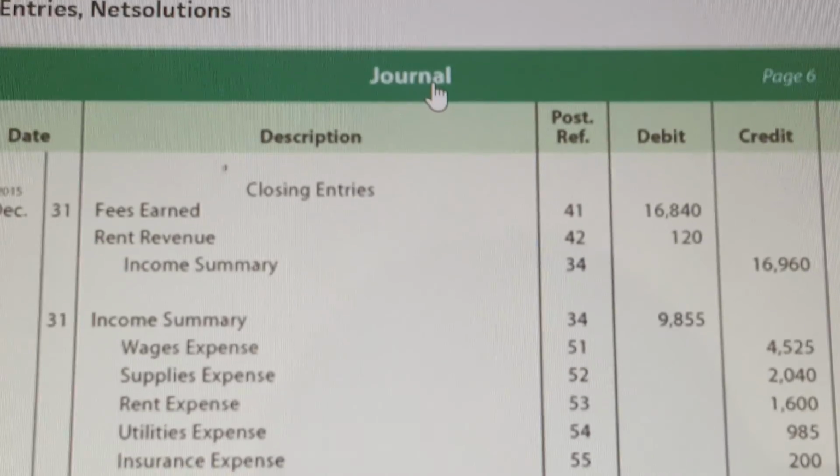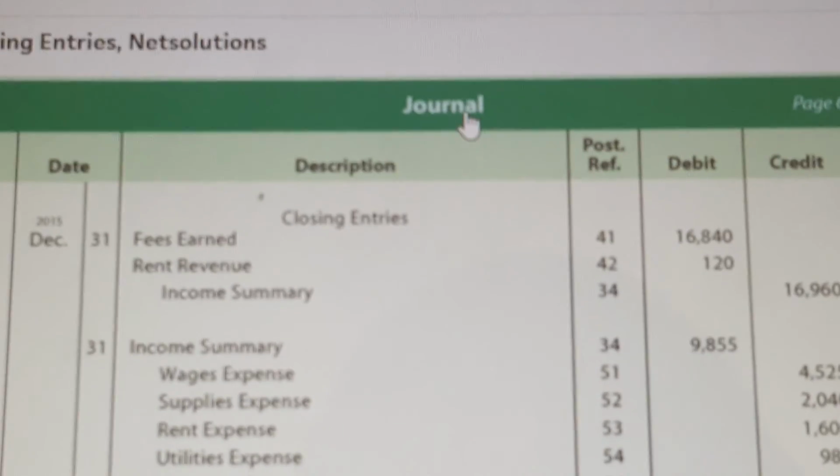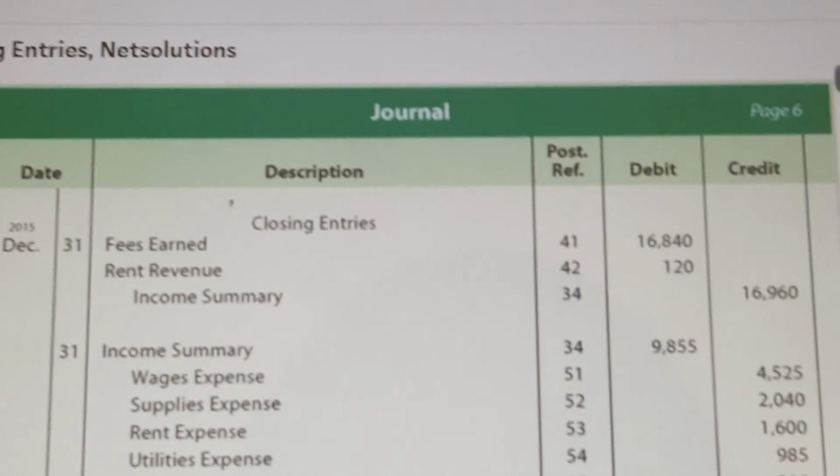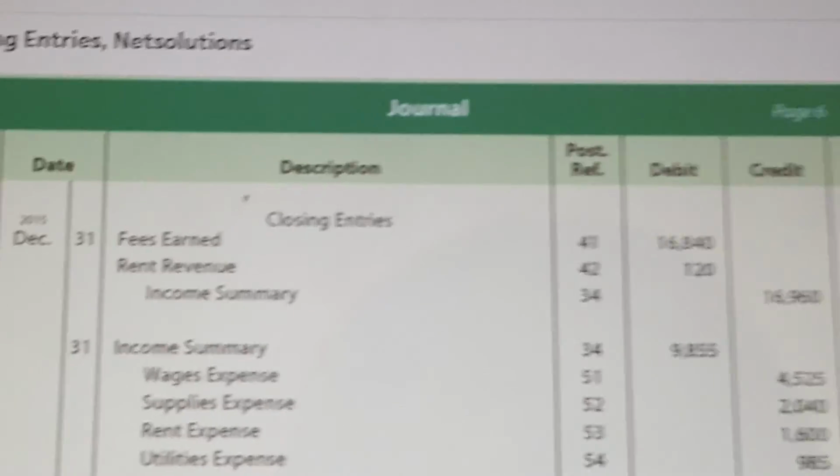So we're going to list our revenues, and this is always going to be the last day of the fiscal year. So we're writing this in our journal. So you have the last day of the fiscal year.